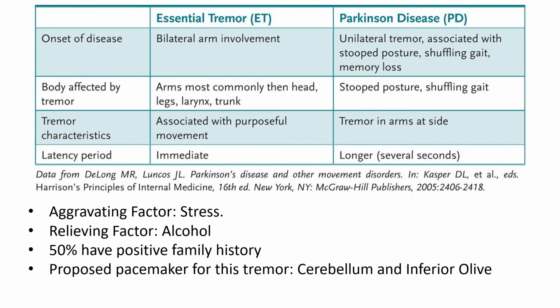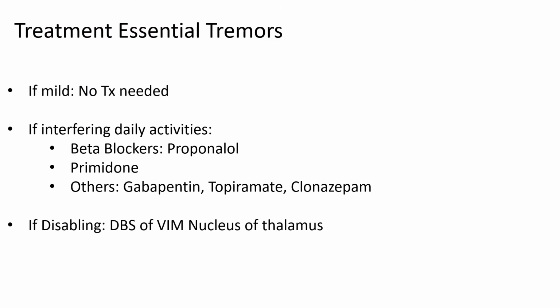So coming back to essential tremor, the aggravating factors include stress. While alcohol is a relieving factor for essential tremor, 50% of these patients have a positive family history, and the proposed pacemaker for essential tremor is the cerebellum and the inferior olive.